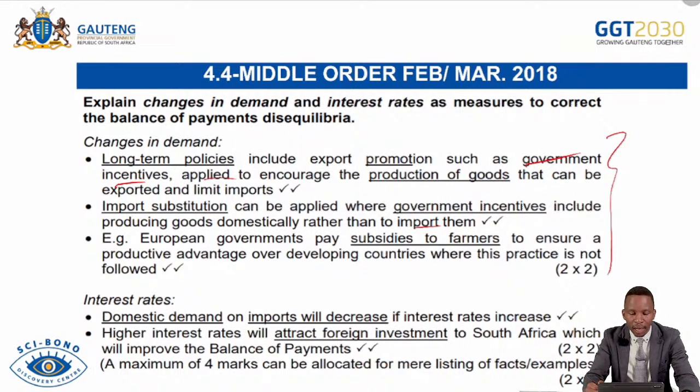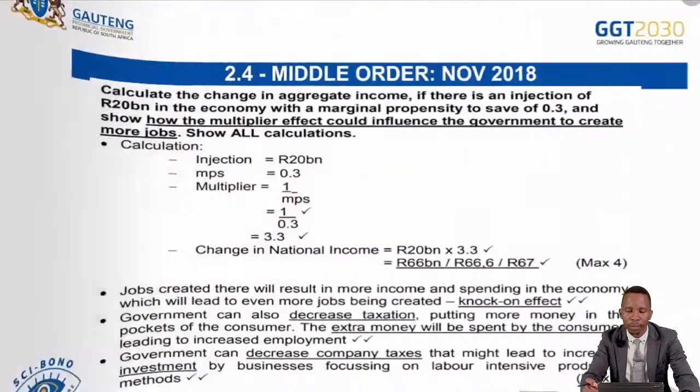Interest rate. Domestic demand for imports will decrease if interest rates increase. It is in there, it is found even in the textbook. High interest rates will attract foreign investment to South Africa, which will improve the balance of payments. So the information is found in the textbook. So it's a matter of you having your content knowledge. A maximum of 4 marks can be allocated for a listing of facts. If you list facts without any explanation, you will be getting the maximum of 4 marks.